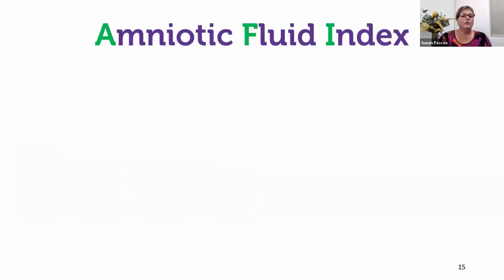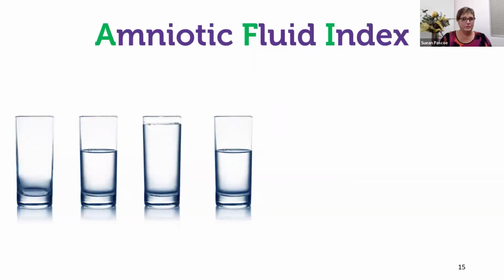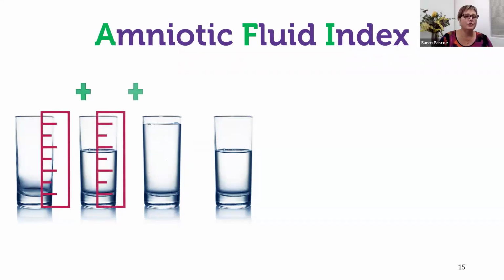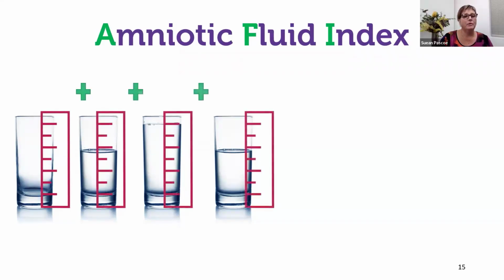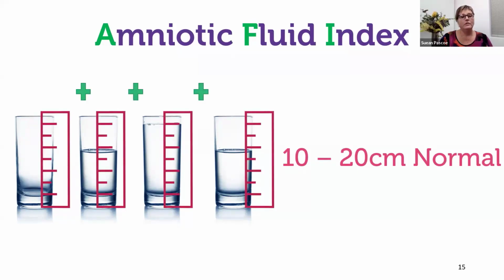When we look at the amniotic fluid index, we have fluid distributed around the tummy, and sometimes you might find one quadrant has nothing and there is no fluid there. So don't be worried about that. But what we're doing here is adding up each measurement in each quadrant until we come up with the sum. And we're looking for the normal amount of fluid to be between 10 and 20 centimeters.